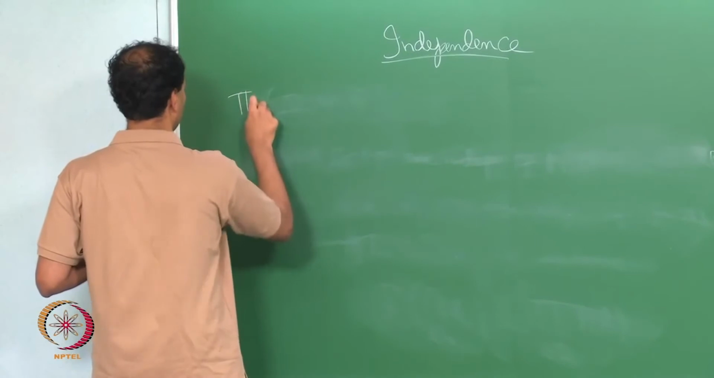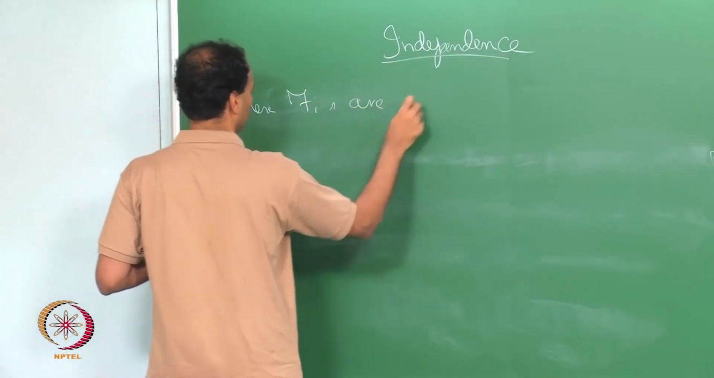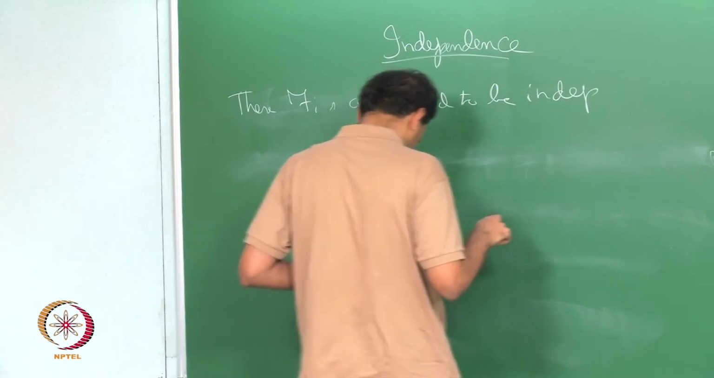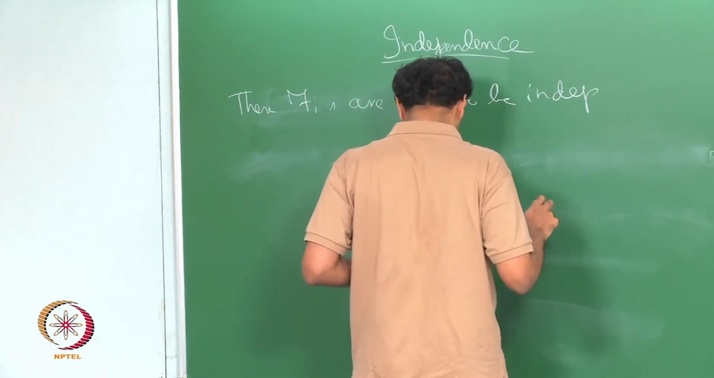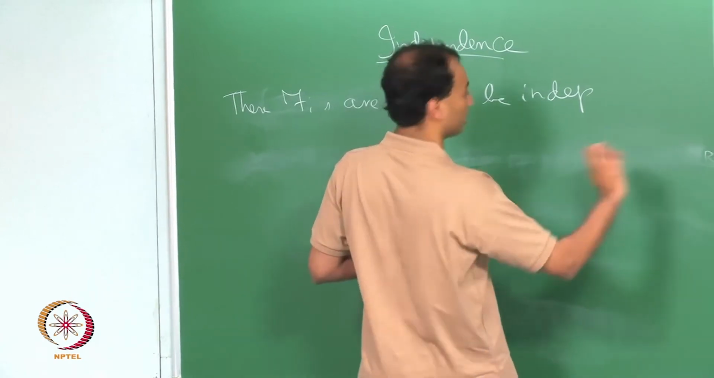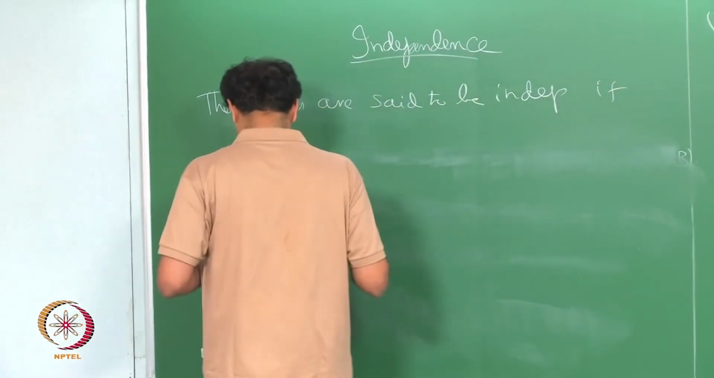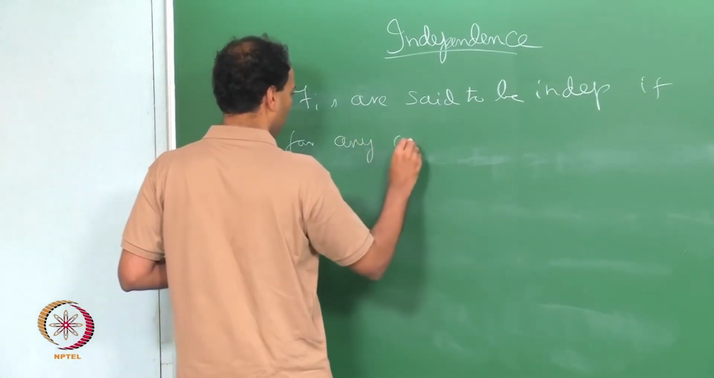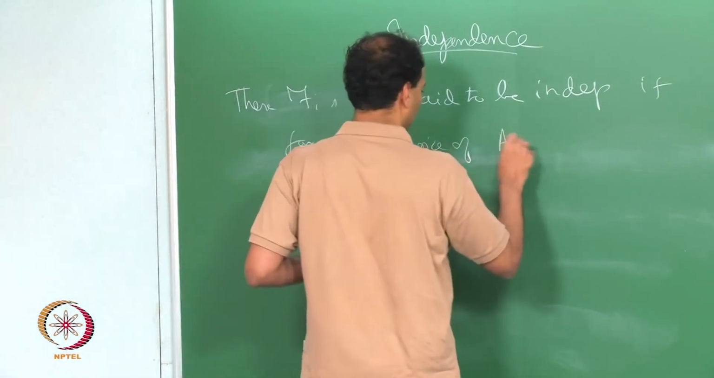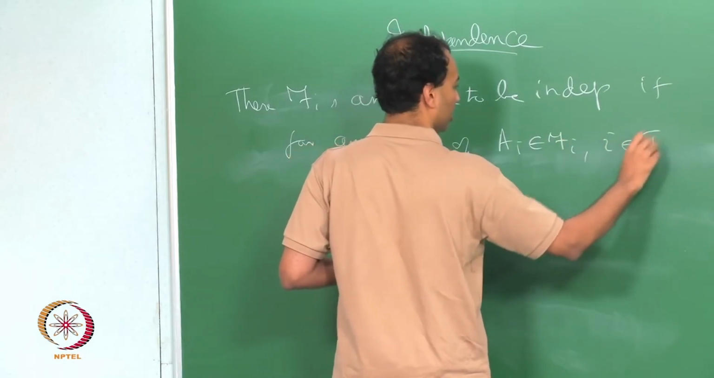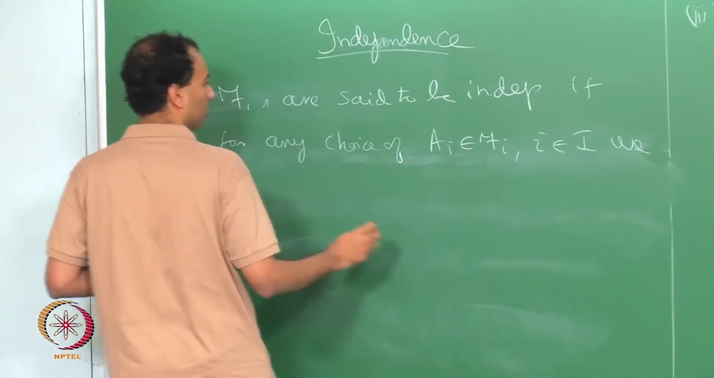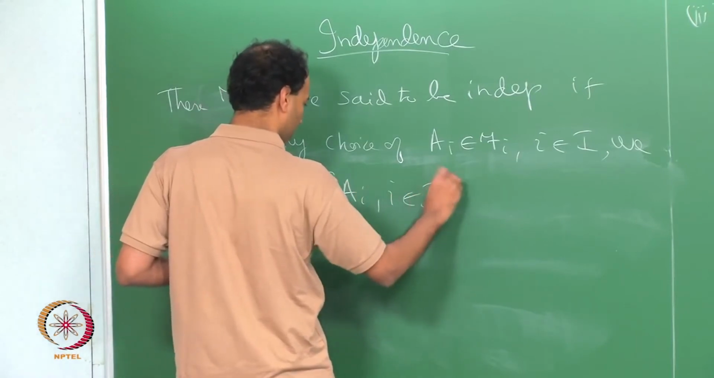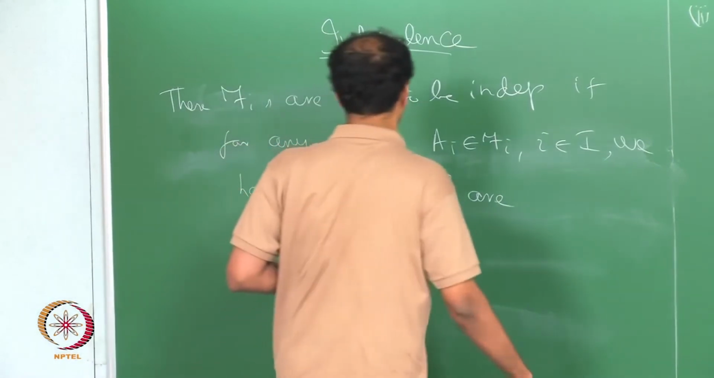These Fi's are said to be independent sub sigma algebras of F, said to be independent if for any choice of Ai in Fi, i in I, we have Ai, i belongs to I, are independent events.